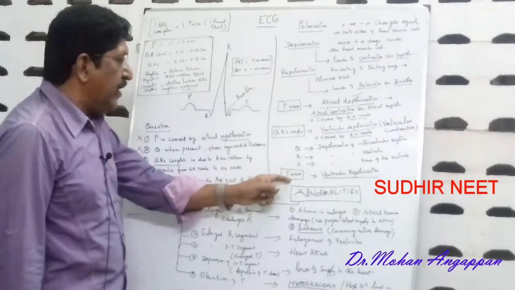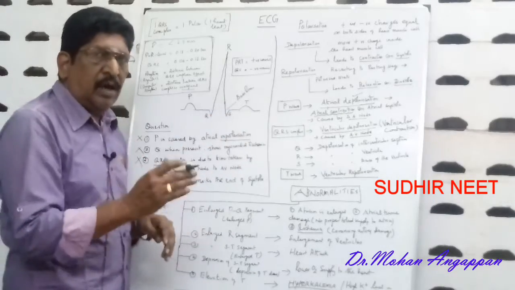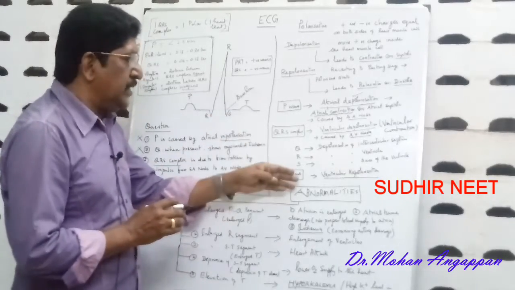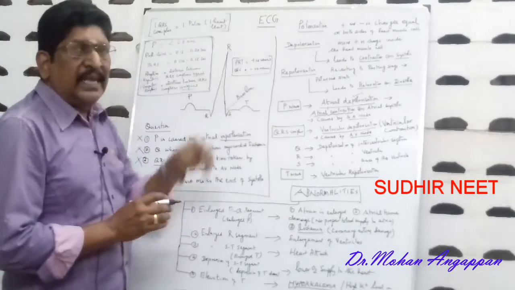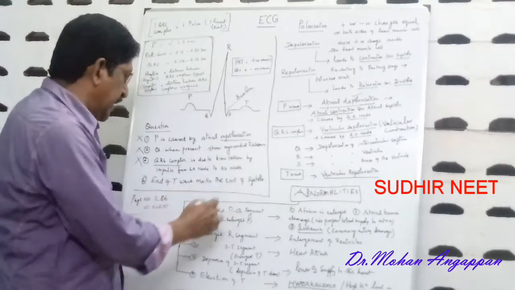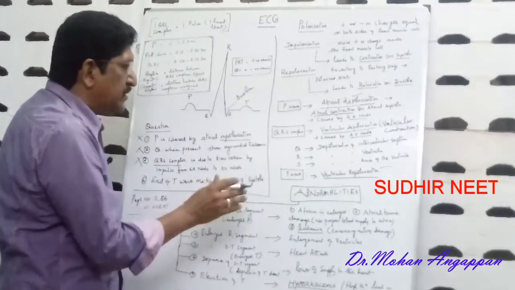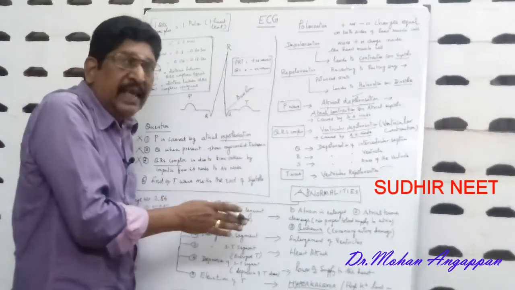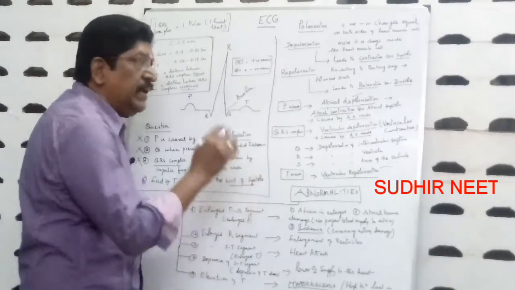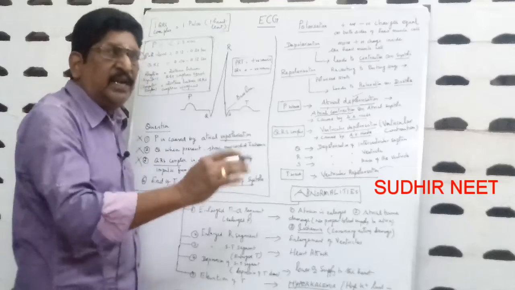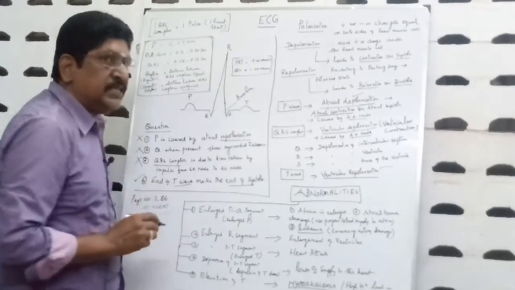Fourth option, end of T wave marks the end of the systole. Here you can see the T wave represents the ventricular repolarization. So the ventricle repolarizes to come to the normal polarized stage. So the T represents the ventricular repolarization. That means the systole comes to an end. At the end of T wave, the systole comes to an end. It's ready to start another cycle. So this option is right.